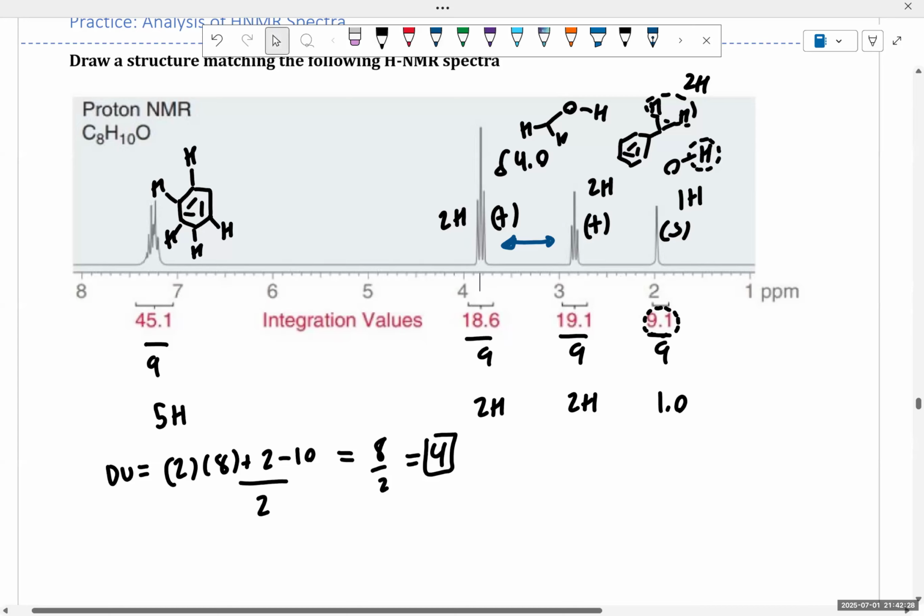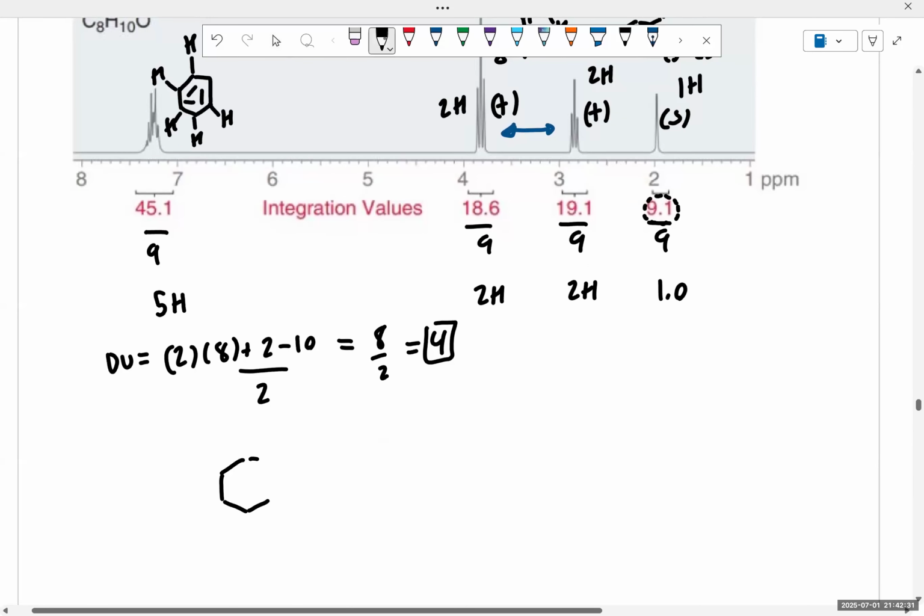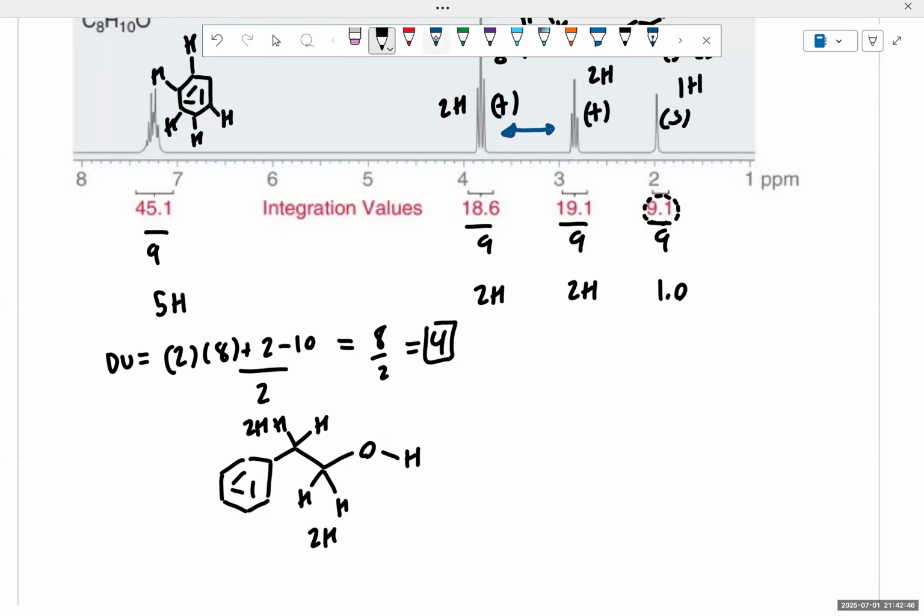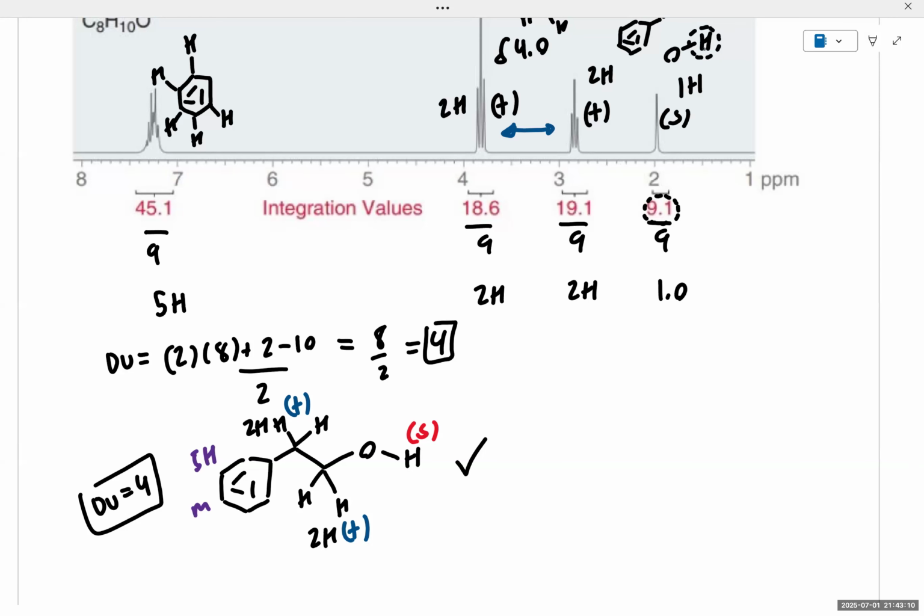So what I'm going to do is draw these proton fragments, and I'm just going to connect them. So I have my benzylic protons. I'm going to connect them to the protons adjacent to our carbon attached to the alcohol. And that in turn gives us our set of triplets. This also explains our singlet, and it explains the 5 hydrogen multiplet. The DU value of 4 calculated also matches this structure. So with that, we have all of our peaks assigned and accounted for.